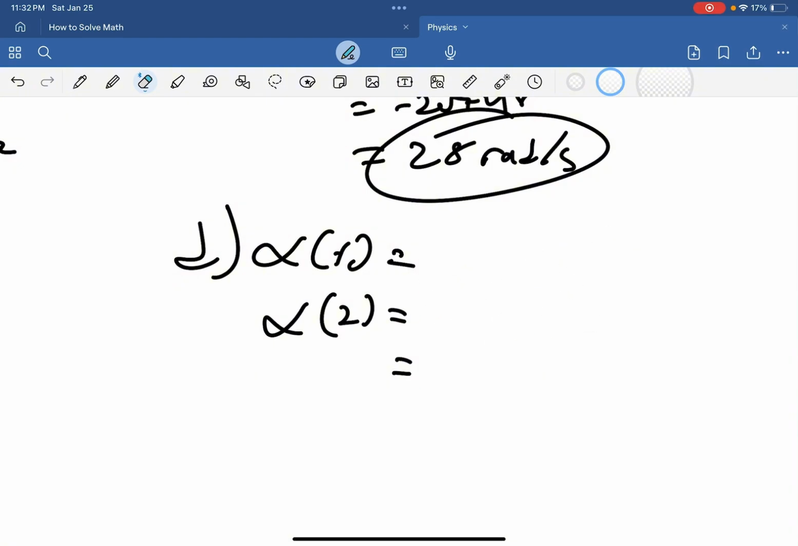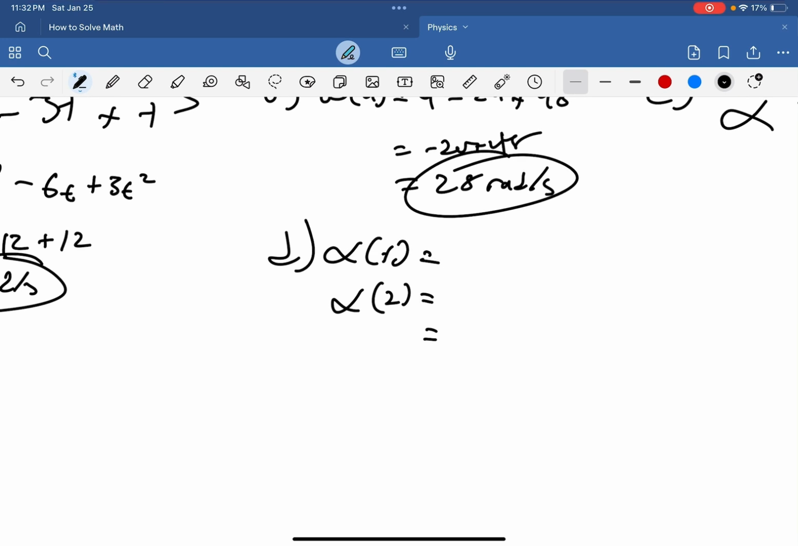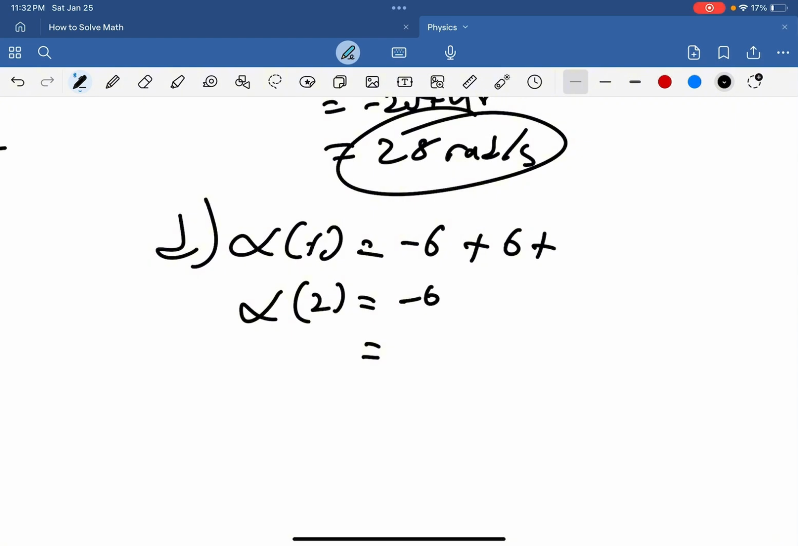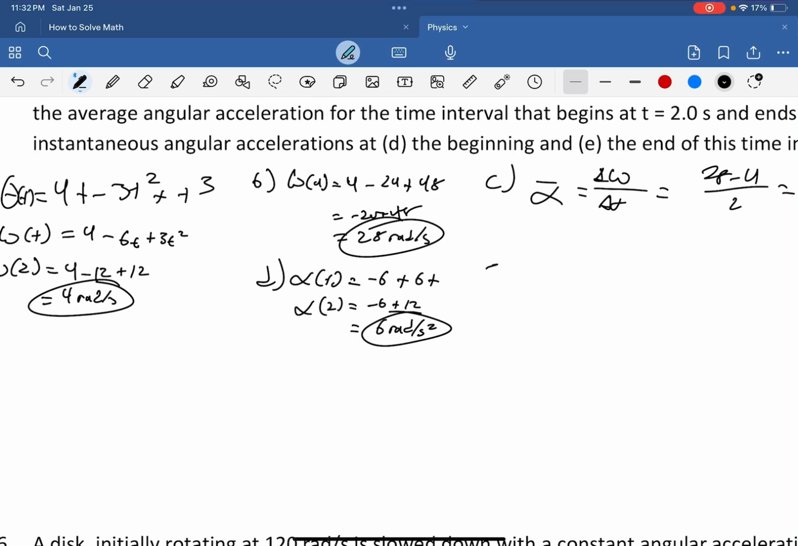The derivative of a constant is 0, so I don't count that. It's just going to be negative 6 plus 6t. So this is going to be negative 6 plus 12, which leads this to be 6 radians per second squared. Boom. And then last part, E.